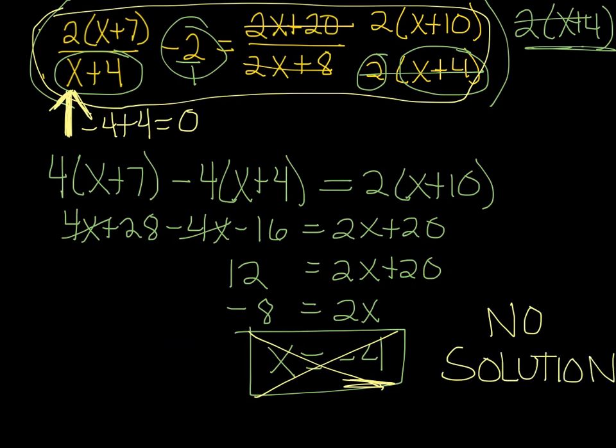So really all you have to do is look at your denominators and say, okay, my x is negative 4. Do I have any x plus 4s? Yes, I do, so it's out. All right.